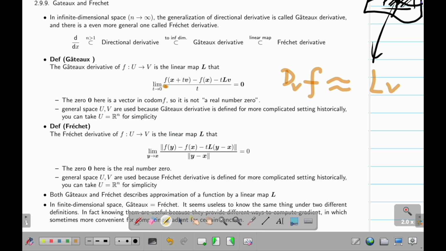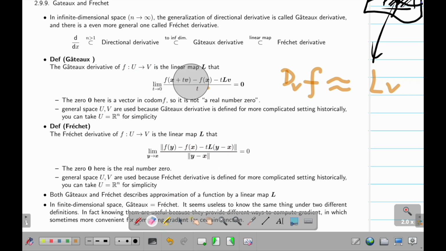This part is the directional derivative, okay? This part is also the linear map. The difference is, first of all, this one equals 0. What is this 0? This is a vector 0. This 0 is not the number 0. But this 0 is the number 0 because this is a norm, so it's a scalar.